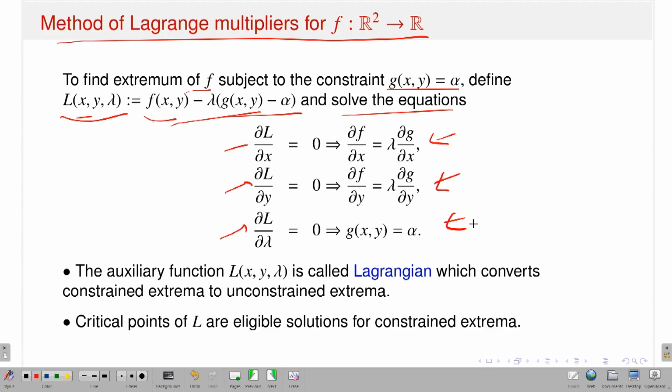So partial f_x is equal to lambda times g_x, f_y is equal to lambda times g_y, and g of (x, y) is equal to alpha. So now I have three equations. That is, del f del x is equal to lambda times del g del x, del f del y is equal to lambda times del g del y, and g of (x, y) is equal to alpha.